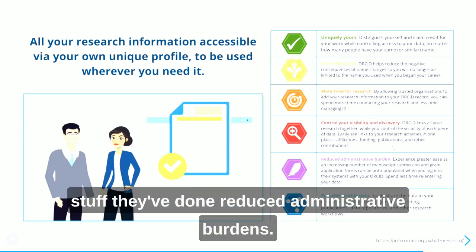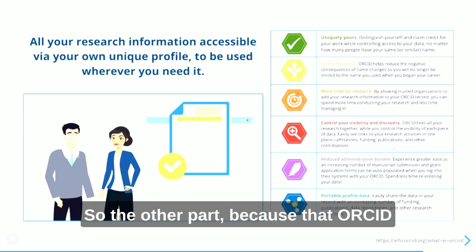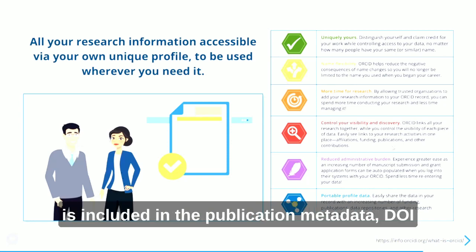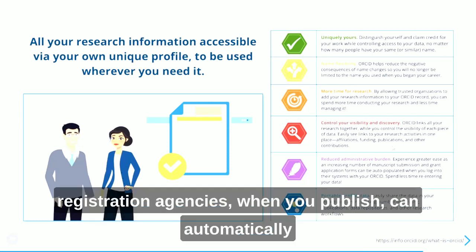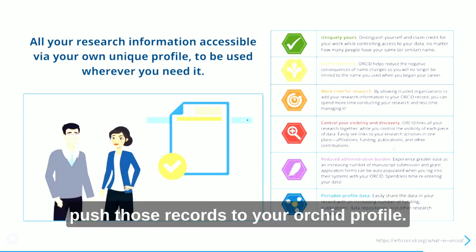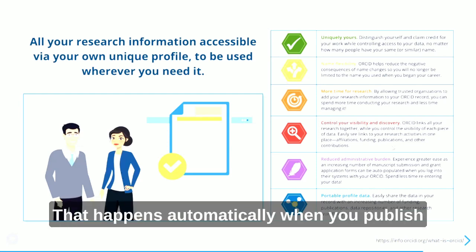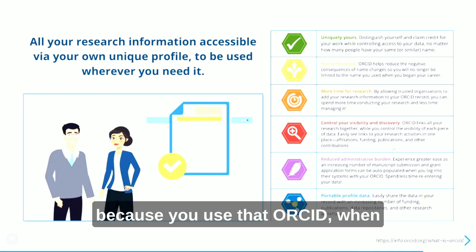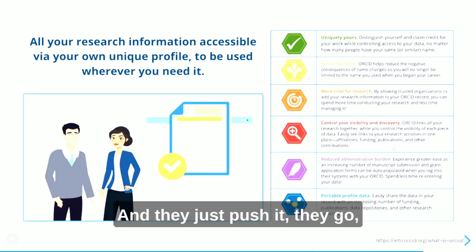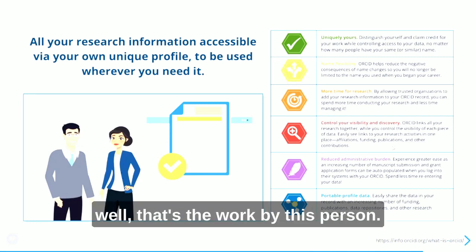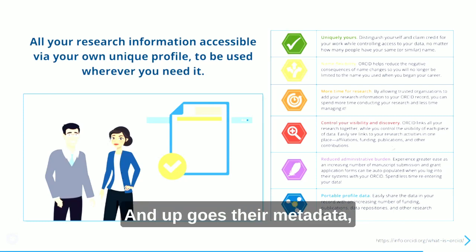Reduced administrative burden. So the other part, because that ORCID is included in the publication metadata, DOI registration agencies, when you publish, can automatically push those records to your ORCID profile. So you no longer even need to manually add things to ORCID. That happens automatically when you publish because you use that ORCID when you publish to identify yourself, and they just push it. They go, well, that's a work by this person. We know that person. And up goes their metadata, which is really, really handy.